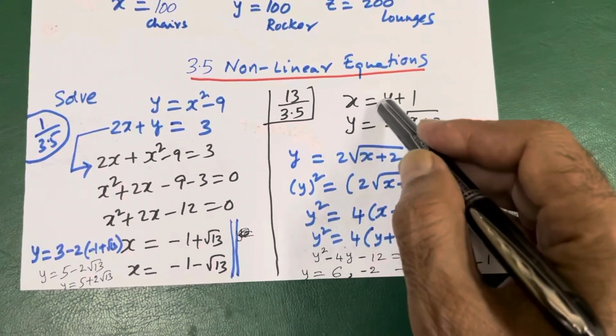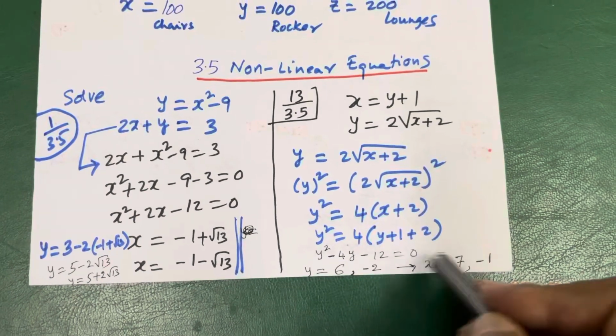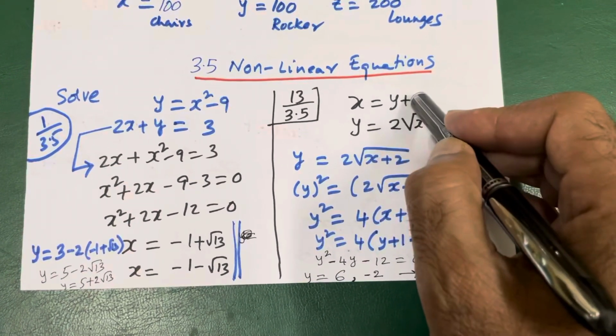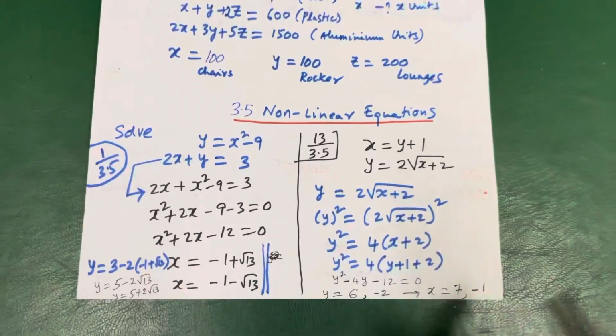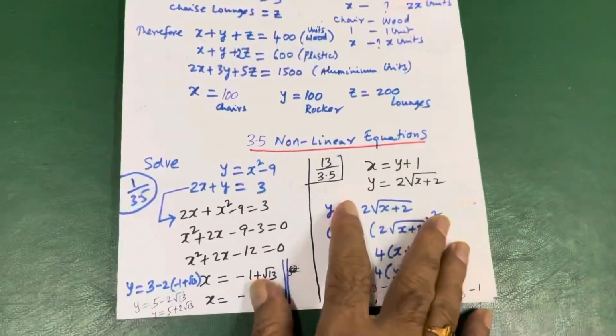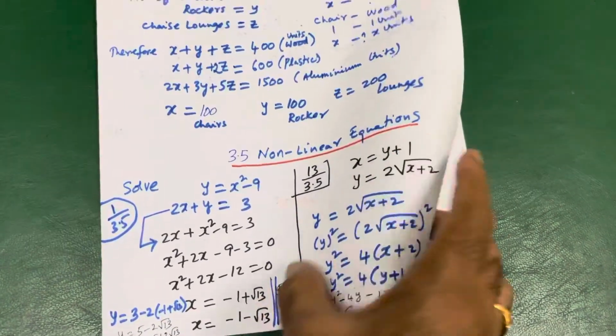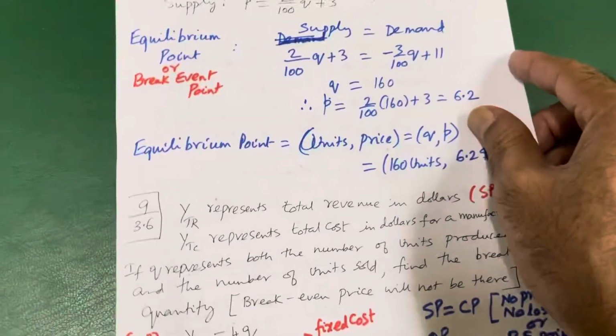I put y is equal to 6 here, 6 plus 1 is 7. I put y is equal to minus 2, minus 2 plus 1 is minus 1. That way I get x and y. This is a simple thing, but you have to be a little careful while using the calculator also. Let us take another problem.